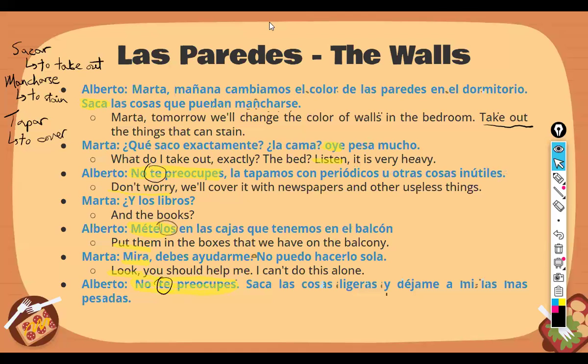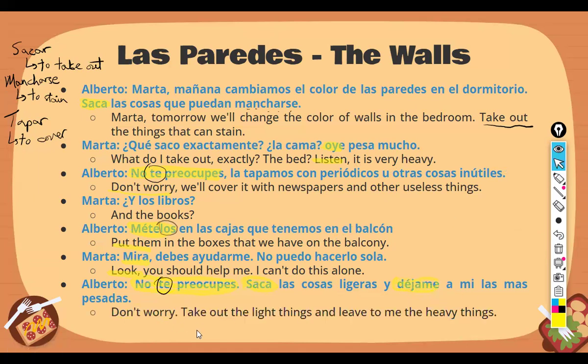All right, so two more commands here. Saca. I keep thinking Sokka from this show, Last Airbender. All right. And don't worry, take out the light things and leave me to the heavy things. So here we have me again.